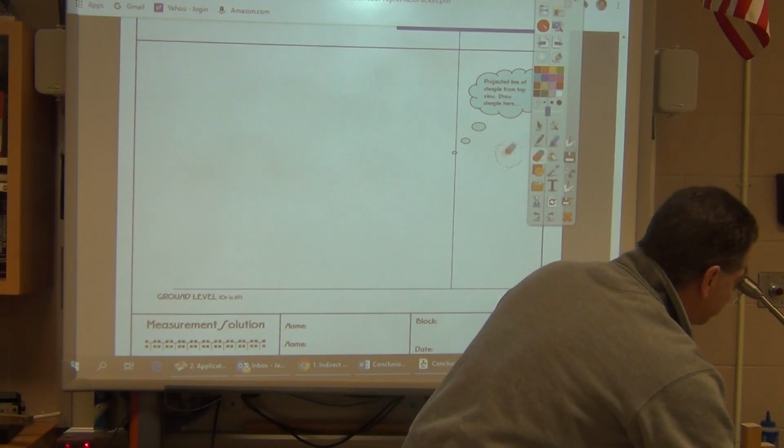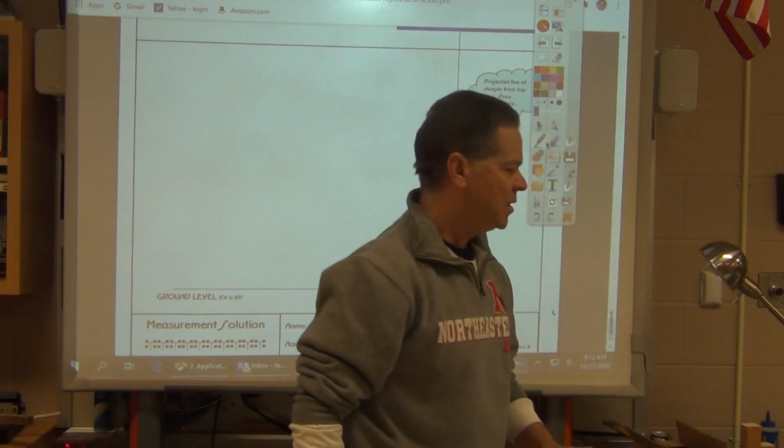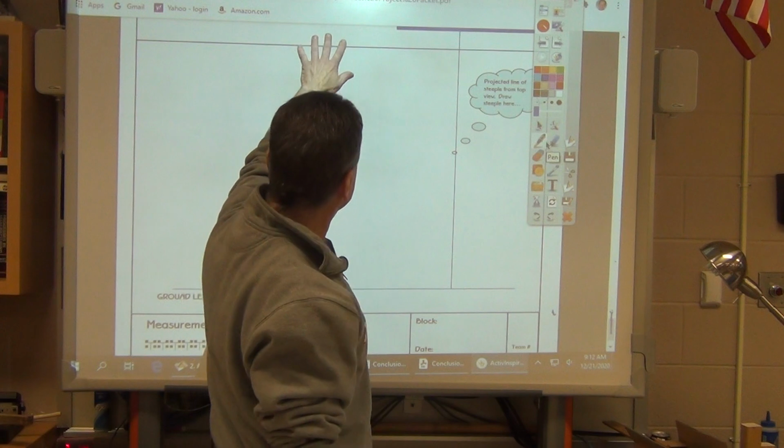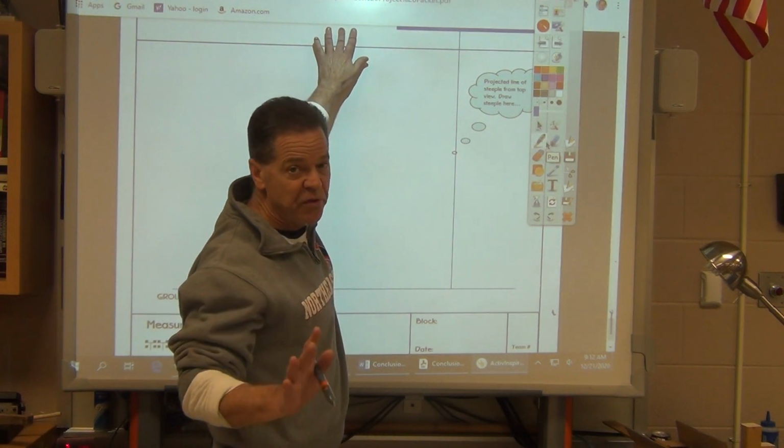Now I'm looking at the front view, right? This is, as I move down that page, the top view was up here. Okay, we just saw that.